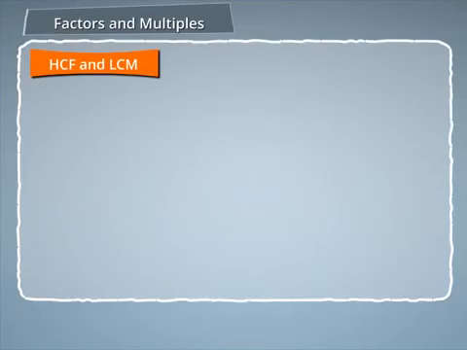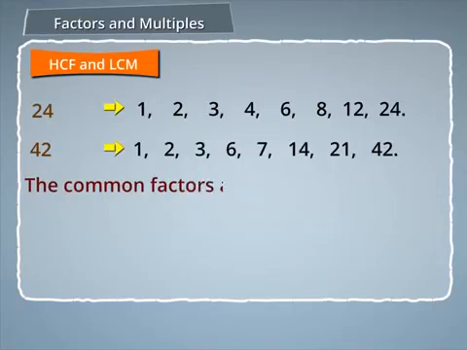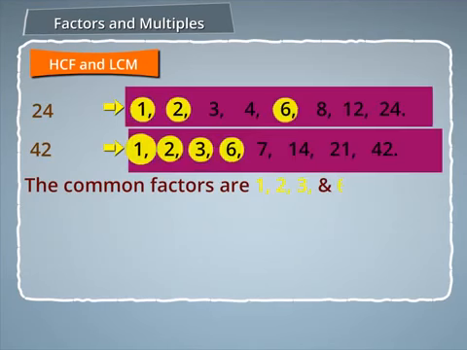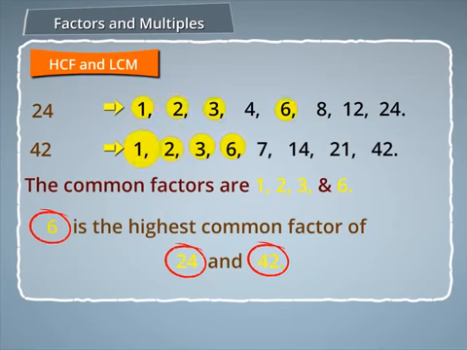Suppose we have two numbers, 24 and 42. The factors of 24 are 1, 2, 3, 4, 6, 8, 12 and 24. On the other hand, the factors of 42 are 1, 2, 3, 6, 7, 14, 21, 42. The common factors are 1, 2, 3 and 6. The greatest number that can divide 24 and 42 is 6. So 6 is the highest common factor of 24 and 42.